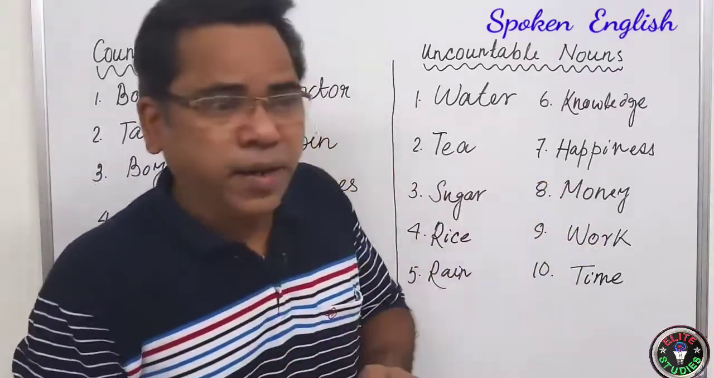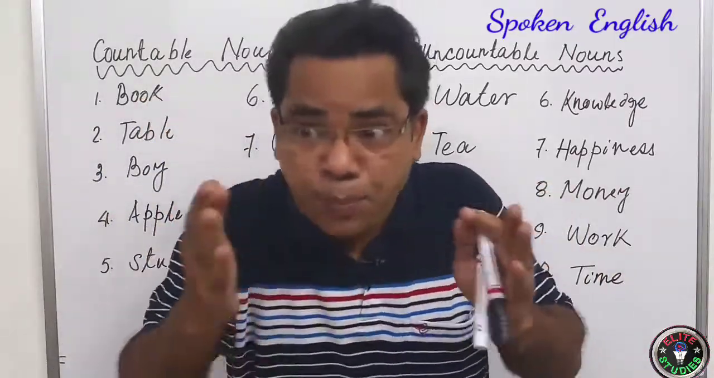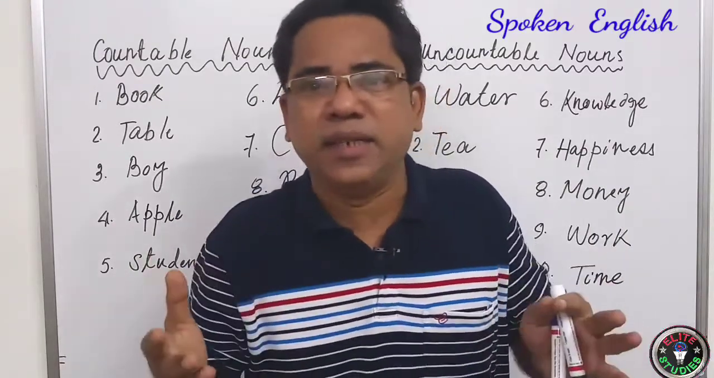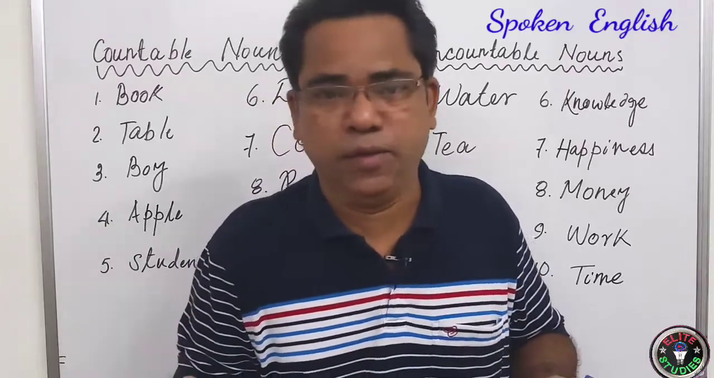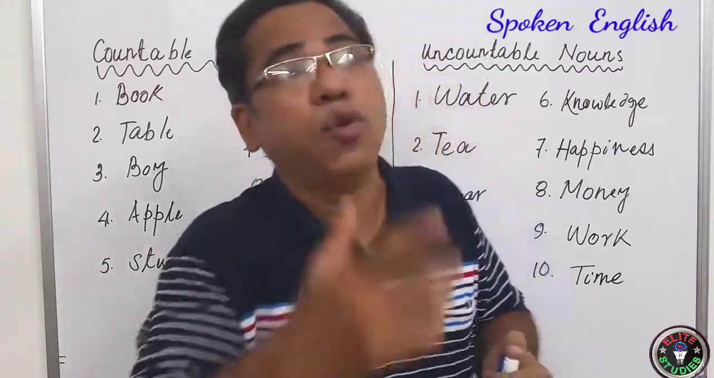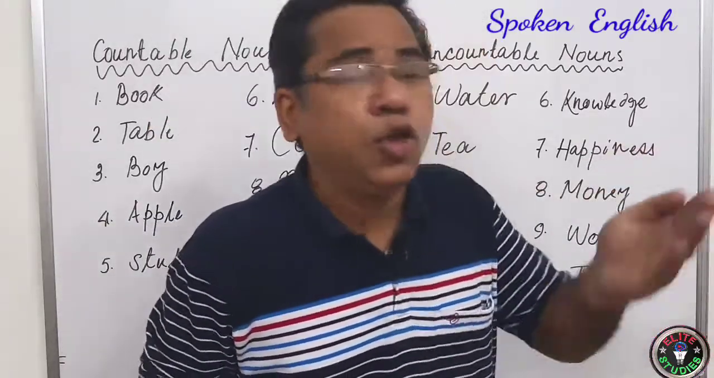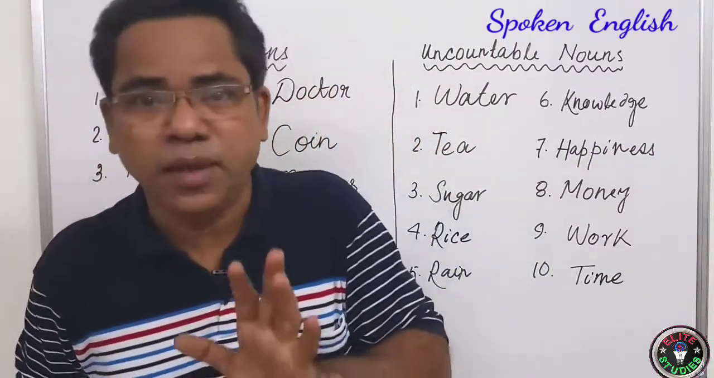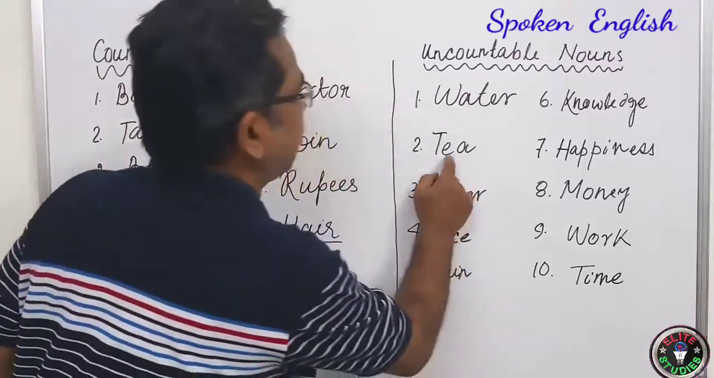Now tea, we don't have teas. You can say I would like a cup of tea. Cup of tea, a container can be added. But you cannot say teas. How many teas you need? No, we never say that. Yes, you can go to a market and say, give me 2 kg of tea. That is okay. We don't say 2 kg of teas. So therefore, these are all uncountable.